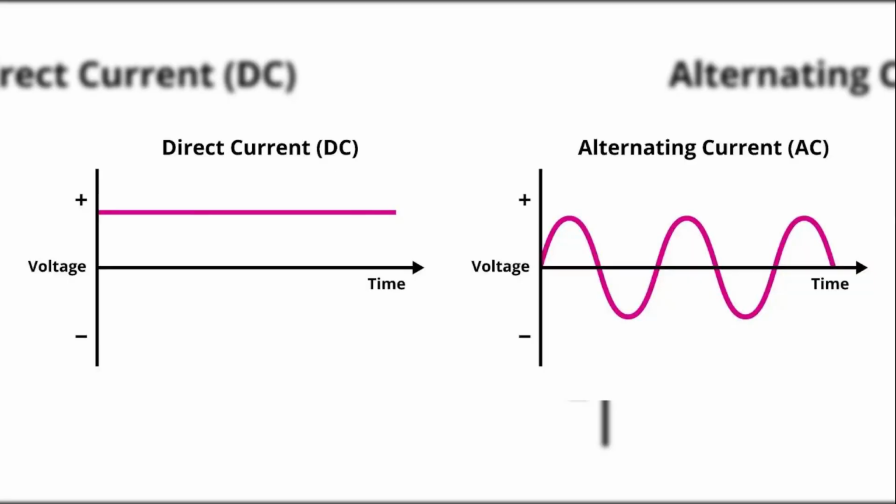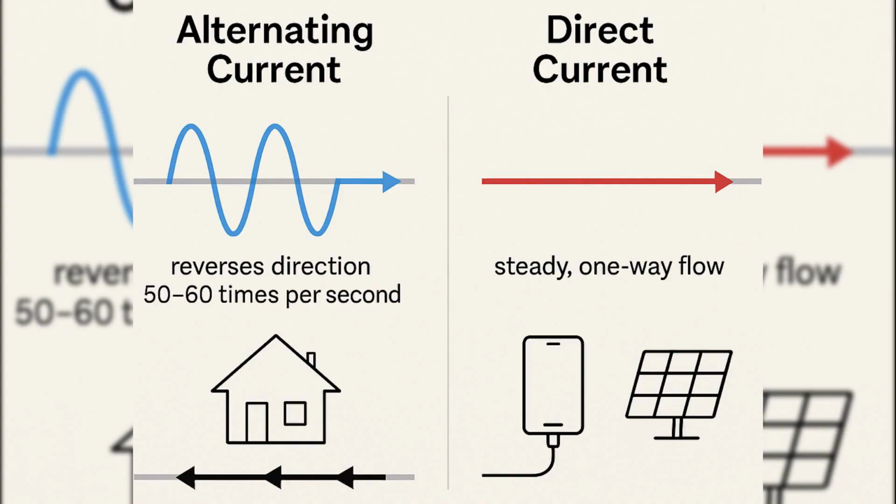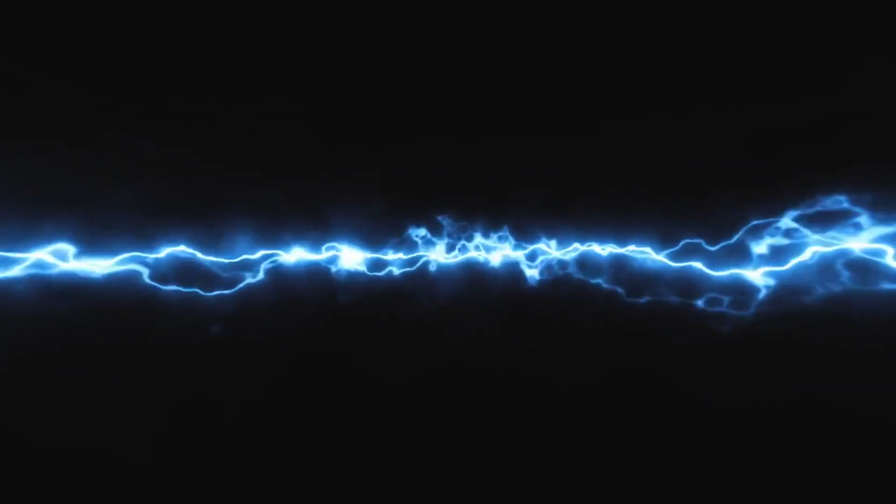At the most basic level, the difference between AC and DC comes down to how electrons move through a conductor. In direct current, known as DC, electrons flow in a single, constant direction from a power source to a device. The voltage is stable. The flow is continuous. This is how batteries work. They create a fixed potential difference that pushes electrons one way.